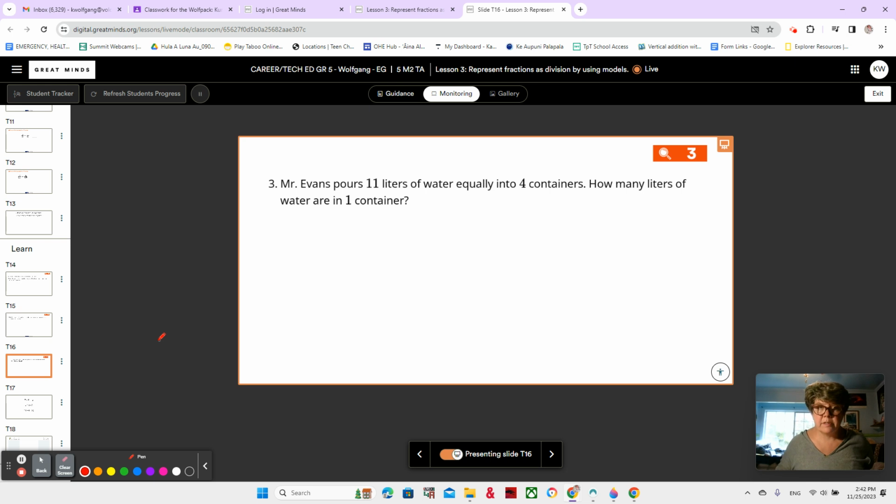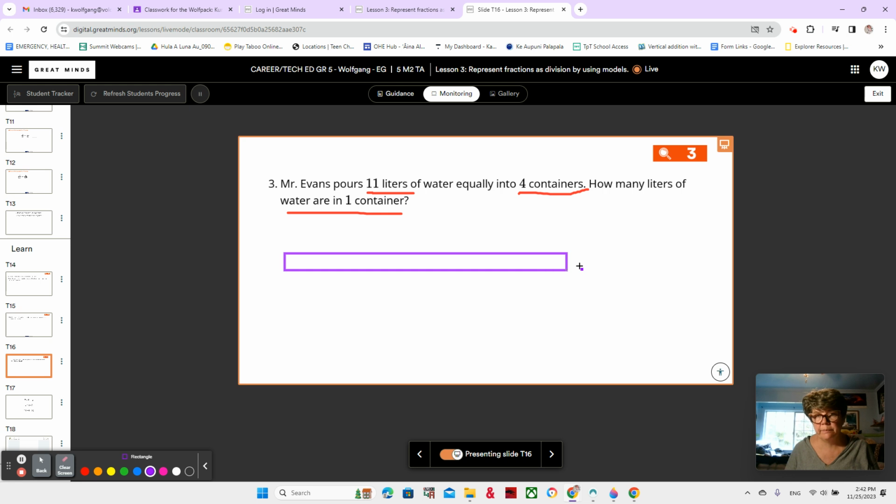Mr. Evans pours 11 liters of water equally in 4 containers. How many liters of water are in one container? Okay, so now he has 11 liters of water, and he's still putting it into 4 containers. But our amount of water is quite larger, isn't it? And we're still asking how much water is in one container. That's nice because we can actually get some good practice on this type of word problem.